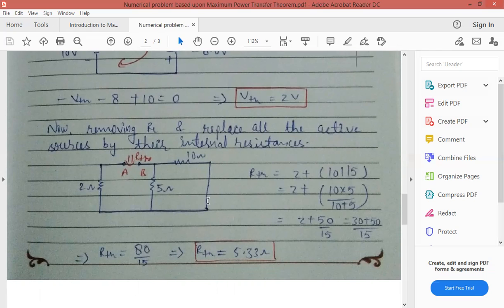The internal resistance of the voltage source is 0, so we replace that source by a short circuit branch. Here was the 5 ampere current source. The internal resistance of the 5 ampere current source is infinite, so it is replaced by an open circuit. So we will get this circuit. RTH will be 2 plus 10 parallel 5. So it will be 5.33 ohm.